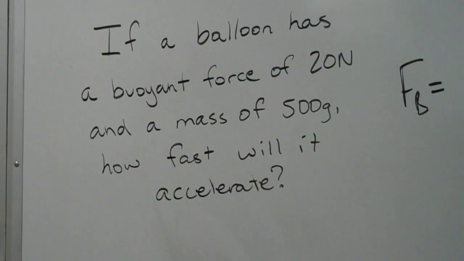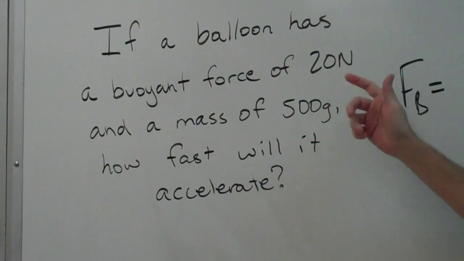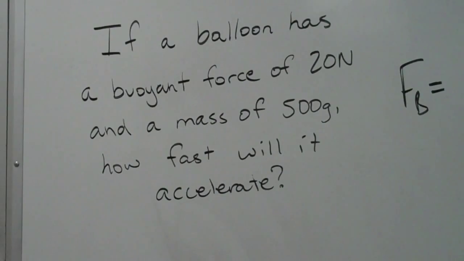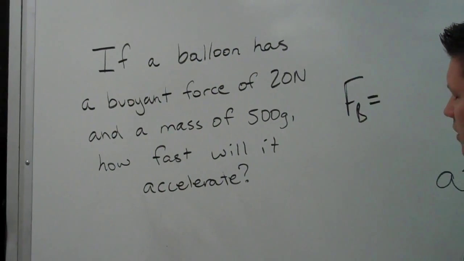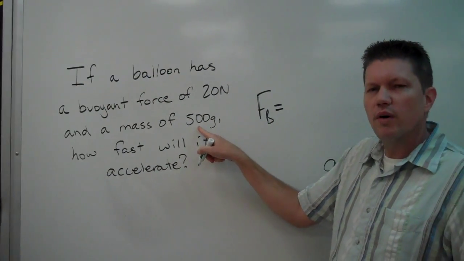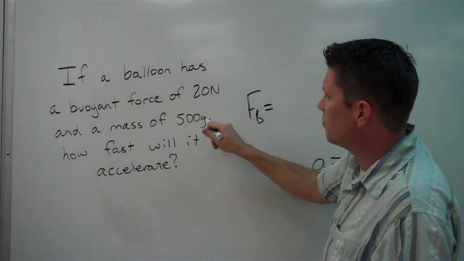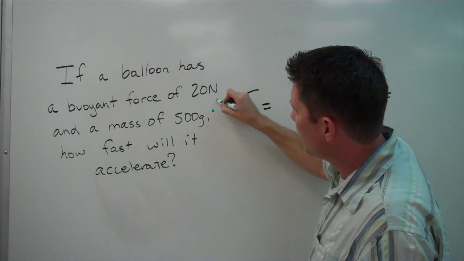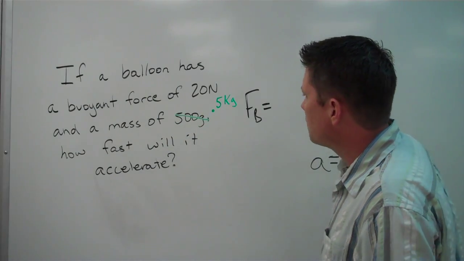Okay, so today we're going to look at what will be the acceleration of a balloon that has a buoyant force of 20 newtons and a mass of 500 grams. So the first thing I'm going to do when I look at this problem, 500 grams, that's wonderful, except it's not MKS units. So I'm going to go ahead and convert this into 0.5 kilograms. And I will gently scratch that out.